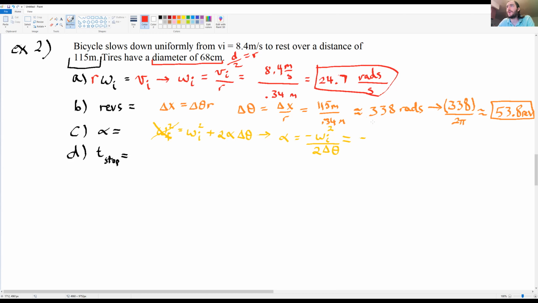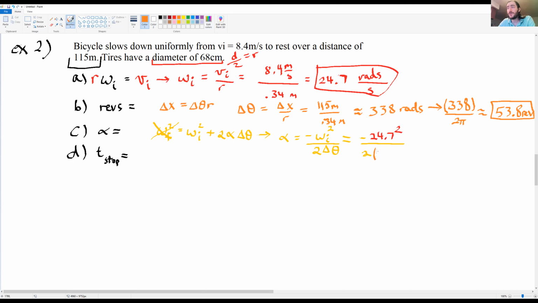20, and let's go, maybe we can color code these. So 24.7 squared. And then we're going to have on the bottom 2 times delta theta. Delta theta is in orange here.